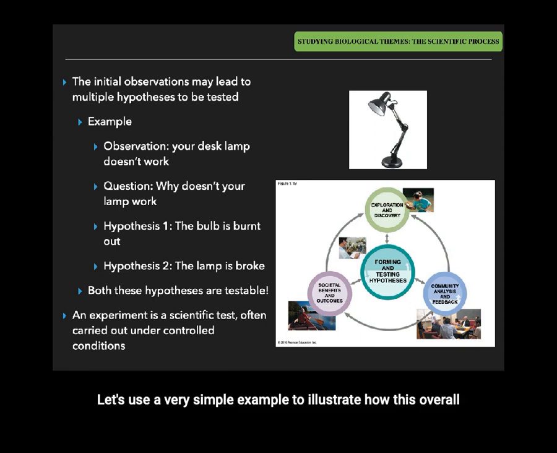Let's use a very simple example to illustrate how this overall scientific method works. You make an observation that when you turn on your desk lamp, the bulb doesn't light up. You make a few other observations, some general inductive reasoning. Your lamp is plugged in and the power is currently functioning in the building. These are several observations and again are part of that inductive reasoning. Our obvious question in this simple example is, why doesn't your lamp work?